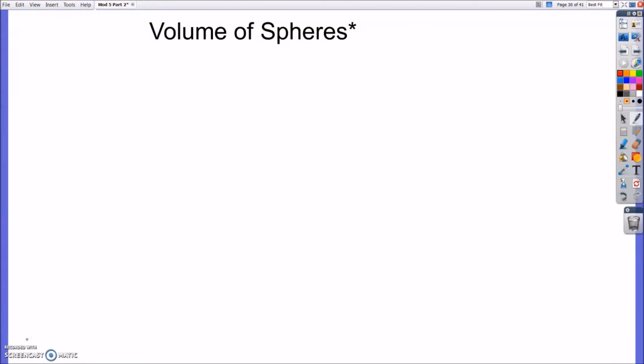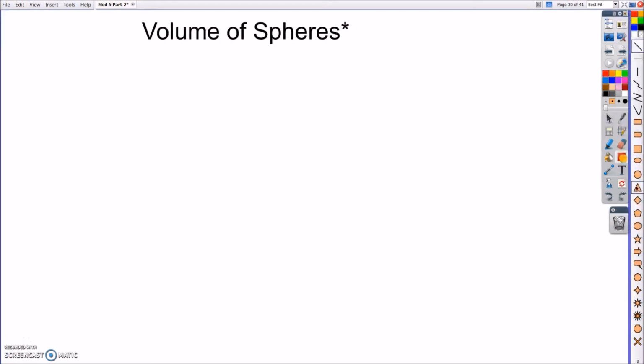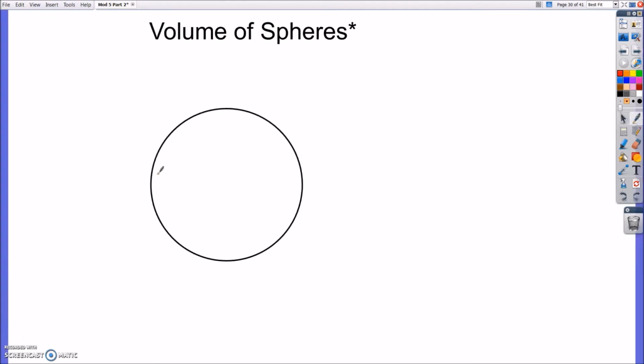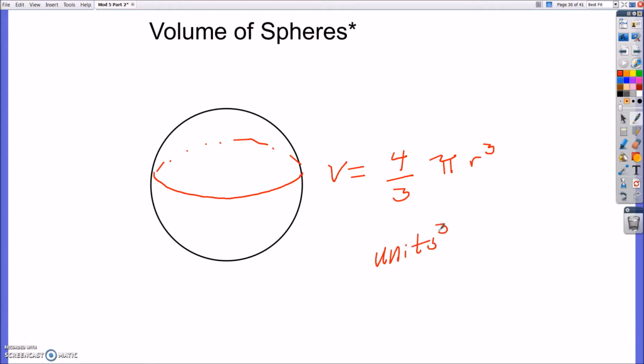Hey guys, today what we're going to be doing is looking at volume of a sphere. Now, volume of a sphere, it's basically like a basketball, soccer ball, the earth. So here's my spherical object, and the volume for this object is 4/3 pi r cubed. And our units are also going to be units cubed because it's a 3D shape.